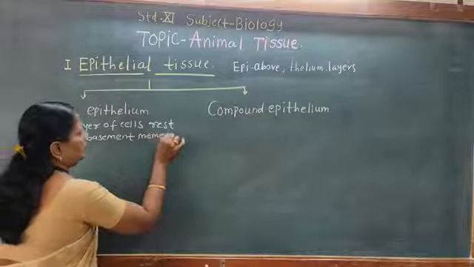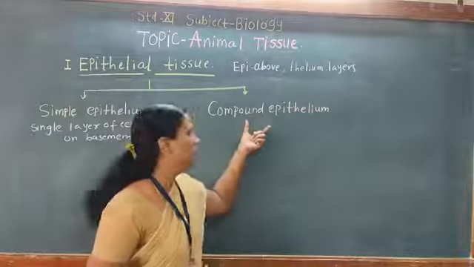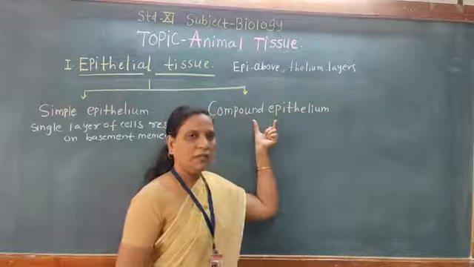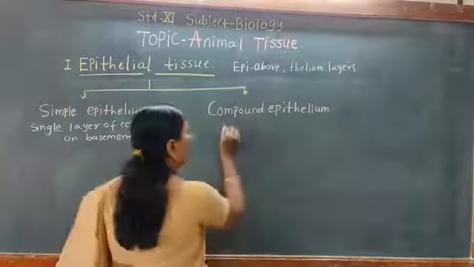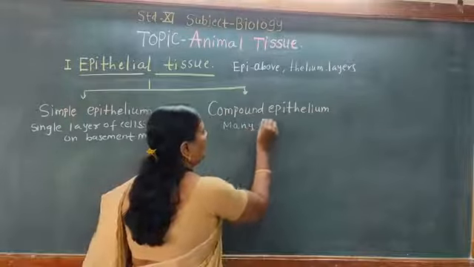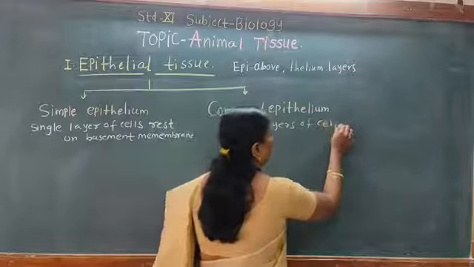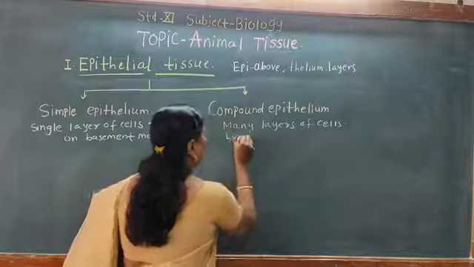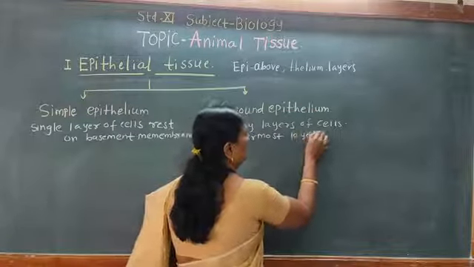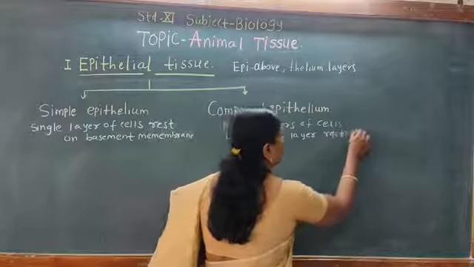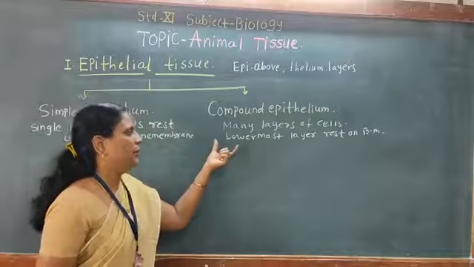And the compound epithelium, opposite. The compound means it shows many layers of cells, one above the other, but the lowermost layer rests on basement membrane. So it shows many layers of cells, and the lowermost layer rests on basement membrane. So this is about the simple and compound epithelium.